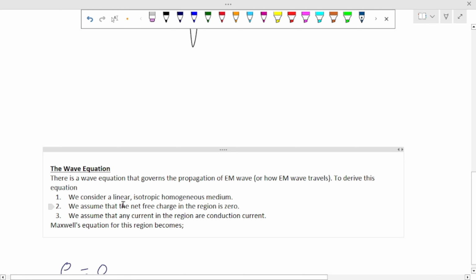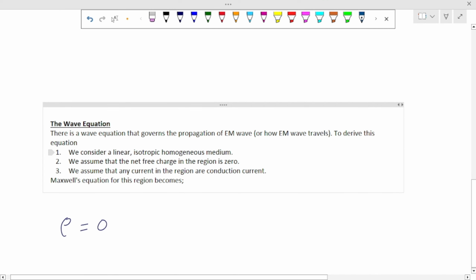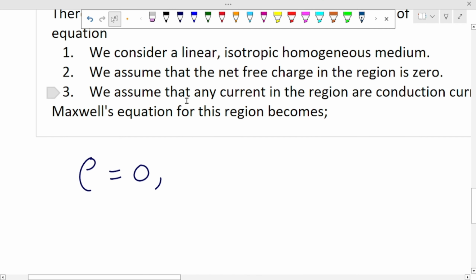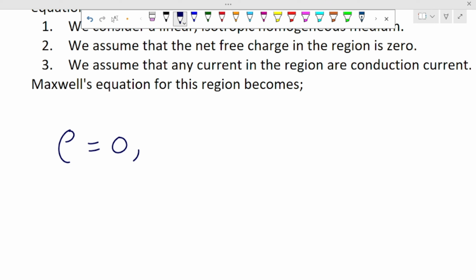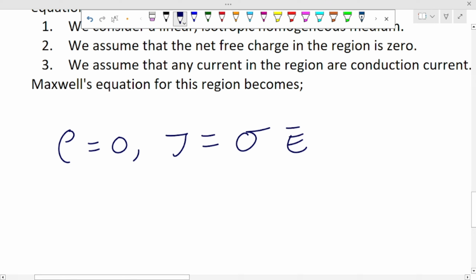So the kind of medium we are dealing with to derive the wave equation is what? Linear. Isotropic. Homogeneous. Good? Next, we assume that any current in the region is conduction current. So what's conduction current? For conduction current, J equals what? Conductivity multiplied by the electric field intensity.